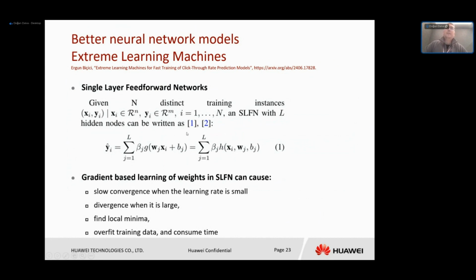But this type of gradient-based learning of weights with single layer feed forward networks can cause slow convergence when the learning rate is small. So we know that gradient-based learning can have small steps of learning when the learning rate is small, and it can diverge when the learning rate is large, can get stuck in local minima, overfit the training data, and consume time. It can be slow in convergence and slow in training.